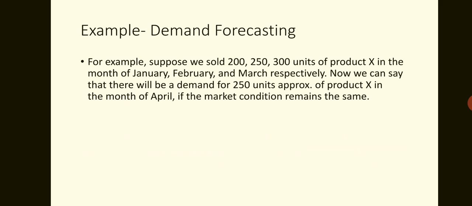Next is, for example, demand forecasting. Suppose we sold 200, 250 and 300 units of product X in the months of January, February and March respectively. Now we can say that there will be a demand of average 250 units approximately for product X in the month of April if the market conditions remain the same.